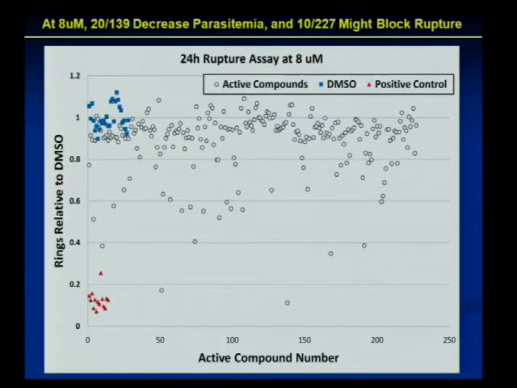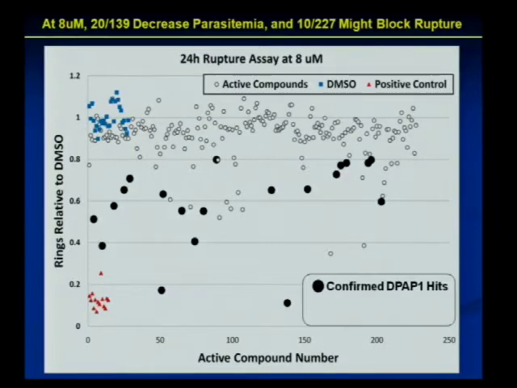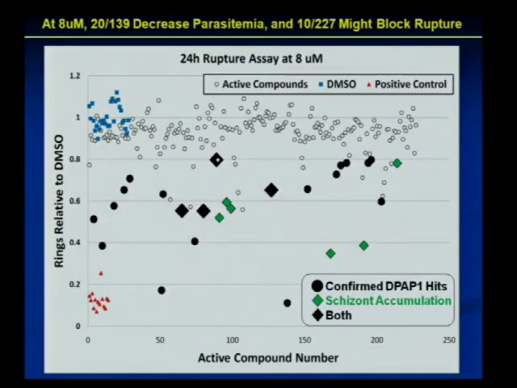We did that screen at 8 micromolar, and we found about 40 compounds that actually decrease parasitemia. So by increasing the concentration, we get many more effects. Of those, 20 were confirmed as DPAP1 hits that show a dose response. Of the ones that are not DPAP1 hits, we find 6 that show a clear schizont accumulation effect, so those might be potential DPAP3 inhibitors. We also find 4 that decrease parasitemia and also show schizont accumulation. So we think those might be both DPAP1 and DPAP3 inhibitors, but we have to validate that.